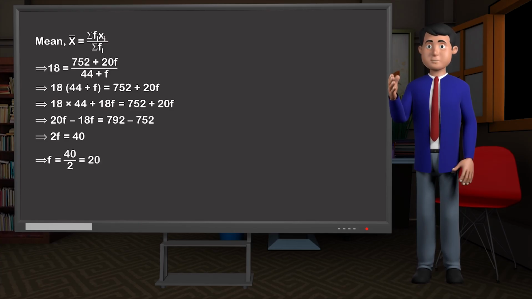which is equal to 20. Therefore, missing frequency F is 20.